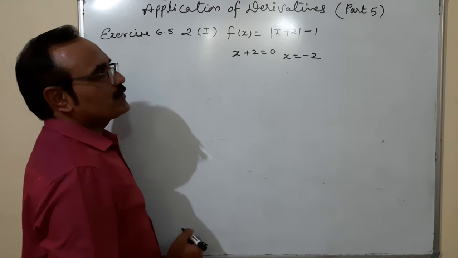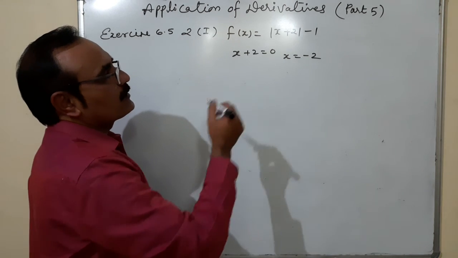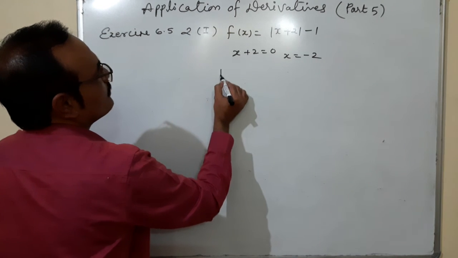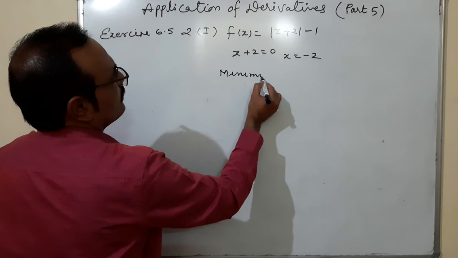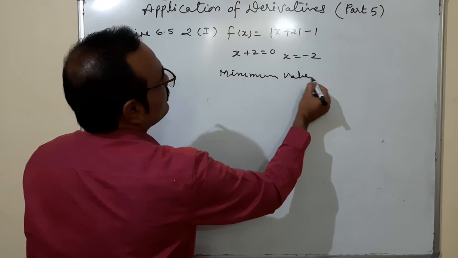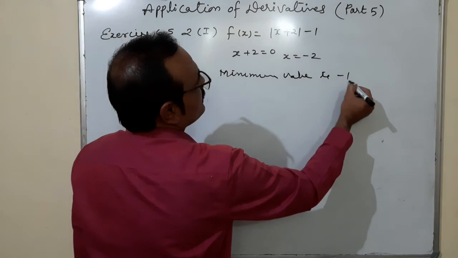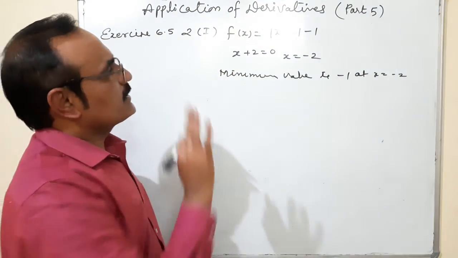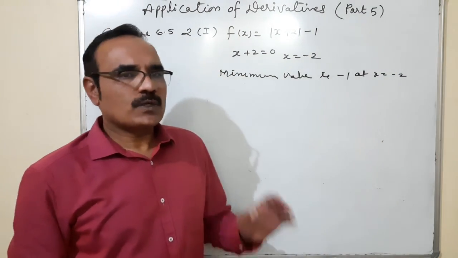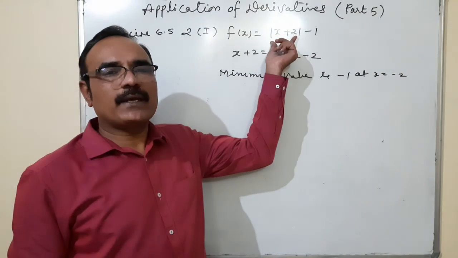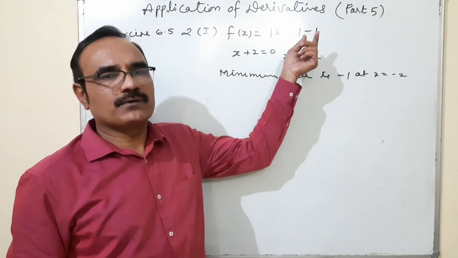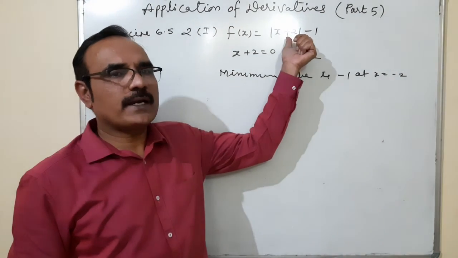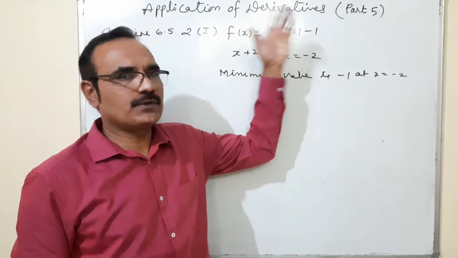So that means here which value is possible? The minimum value minus 1 is possible. So the minimum value is minus 1 at x is equal to minus 2. While seeing this we can understand it, because one thing is clear that in a mod, its minimum value is 0. We are not getting any value lower than 0 here. So how will we get 0 here? x plus 2 is equal to 0, x is equal to minus 2.